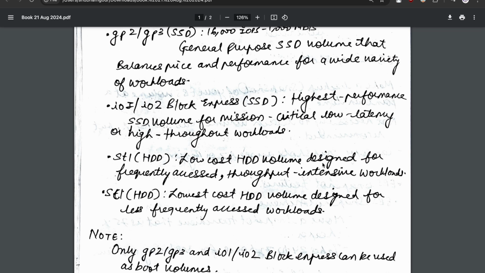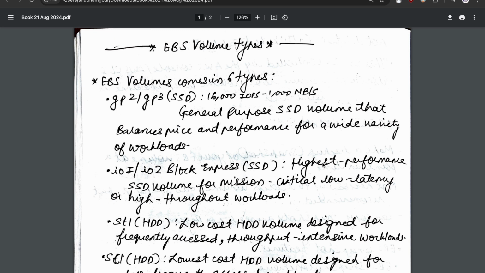All right. So that was all about EBS volume types. Now in the upcoming video, we are going to learn about EBS encryption.